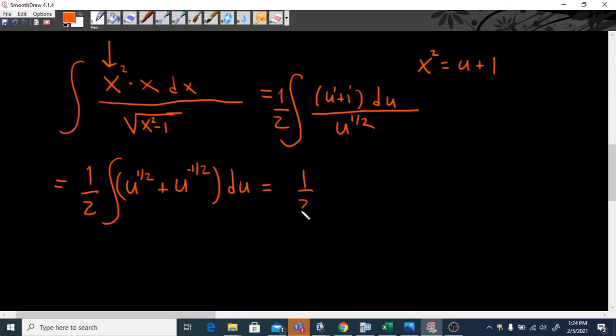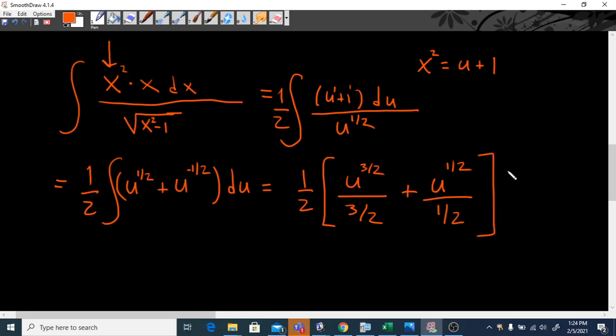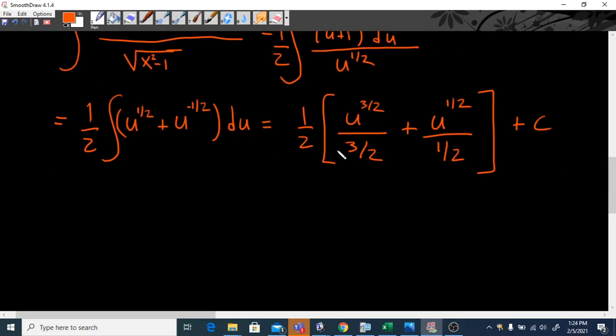So we're going to wind up with 1/2. And now if I integrate u to the 1/2, I'm going to add 1. So 1/2 plus 2 over 2, that's going to be u to the 3 over 2. And then I want to divide by 3 over 2, which of course is the same as multiplying by 2 over 3. Now if I add 1 to negative 1/2, I'm going to get u to the positive 1/2 over positive 1/2. And then I'm going to have the plus c. Now once again, dividing by 3/2 is the same thing as multiplying by 2/3. Dividing by 1/2 is the same thing as multiplying by 2.